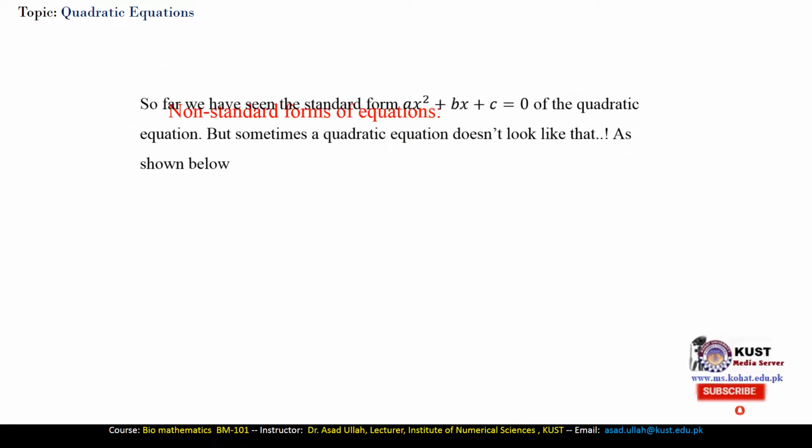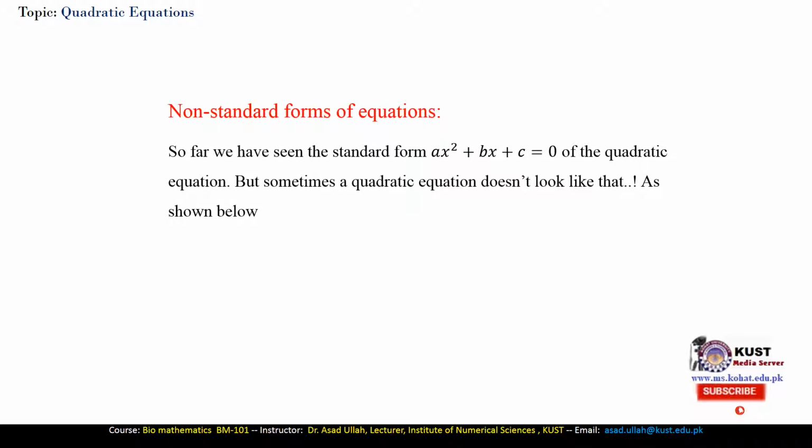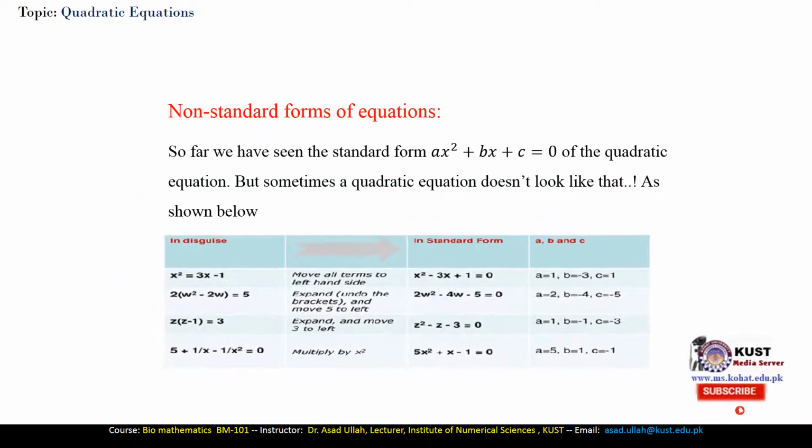Non-standard forms of the quadratic equations. So far we have seen the standard form of the quadratic equation, that is ax square plus bx plus c is equal to 0. But sometimes a quadratic equation doesn't look like that, as shown in the given table. In column number 1, we get x square is equal to 3x minus 1. This equation is not in the standard form. To convert this equation to the standard form, we add minus 3x plus 1 on both sides of this equation. We get x square minus 3x plus 1 is equal to 0. This equation is the standard form of the quadratic equation.